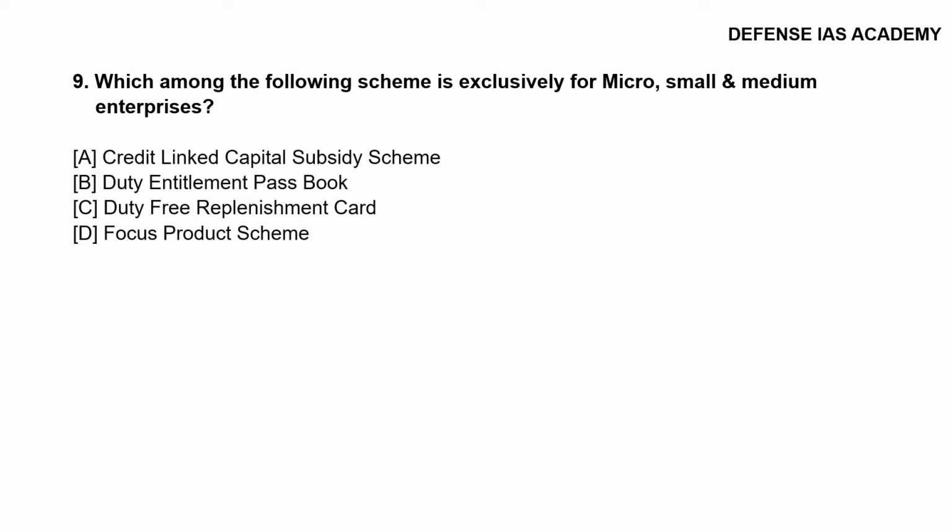Question number 9. Which among the following schemes is exclusively for micro, small and medium enterprises? The correct answer is option A, Credit Linked Capital Subsidy Scheme. The scheme is for micro, small and medium enterprises.